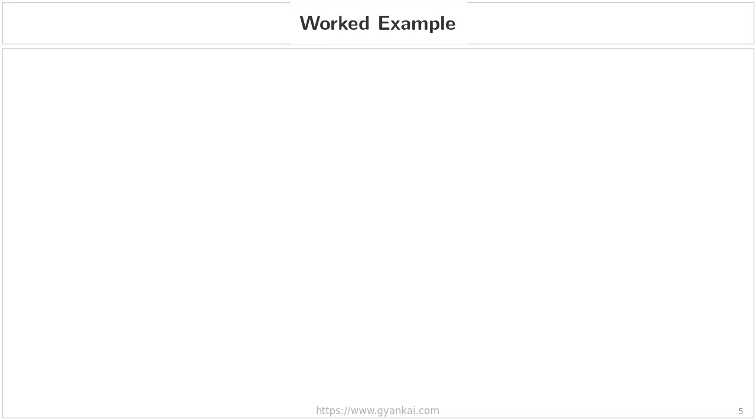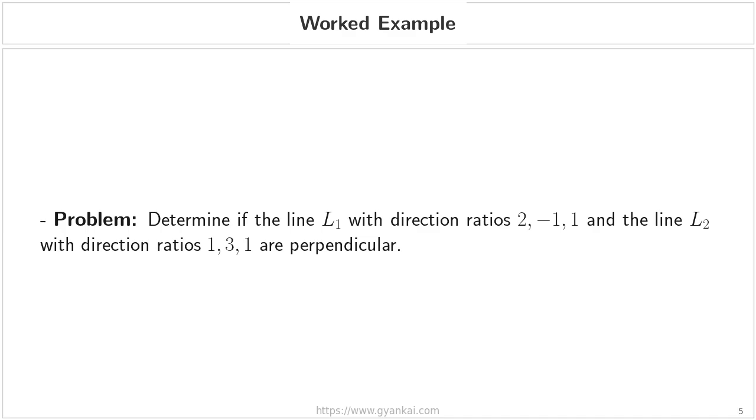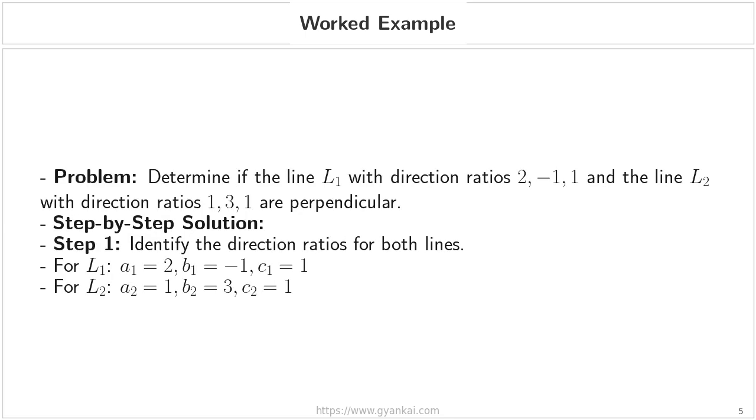Worked example. Here is our problem. We need to determine whether line L1, which has direction ratios 2, -1, and 1, is perpendicular to line L2, which has direction ratios 1, 3, and 1. To solve this, we will follow a clear step-by-step process.